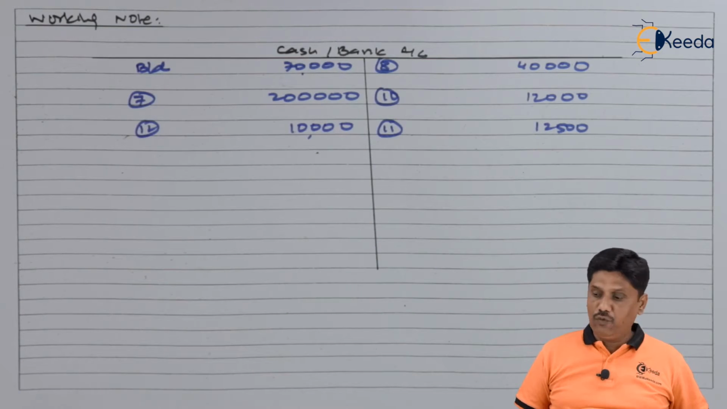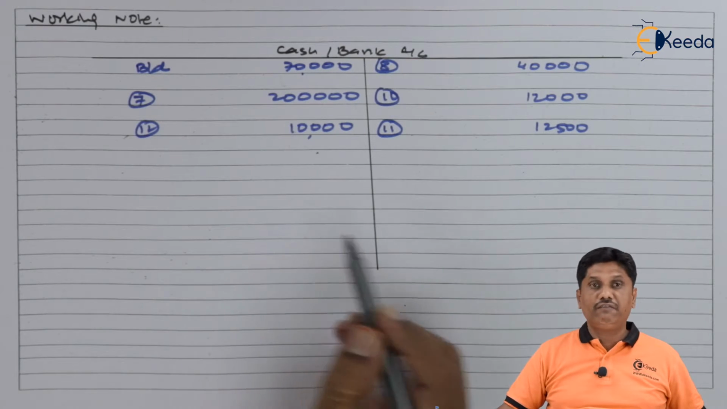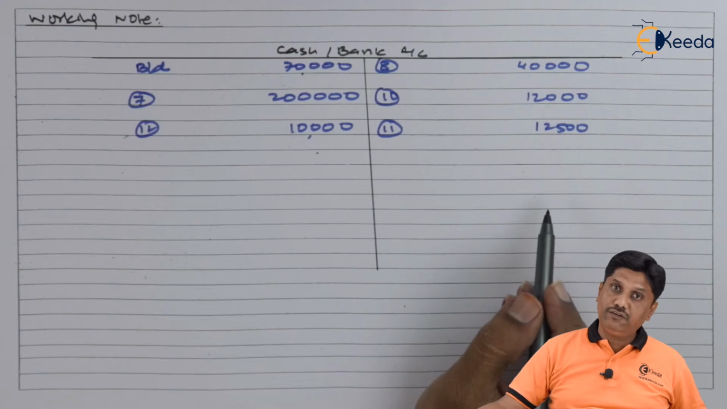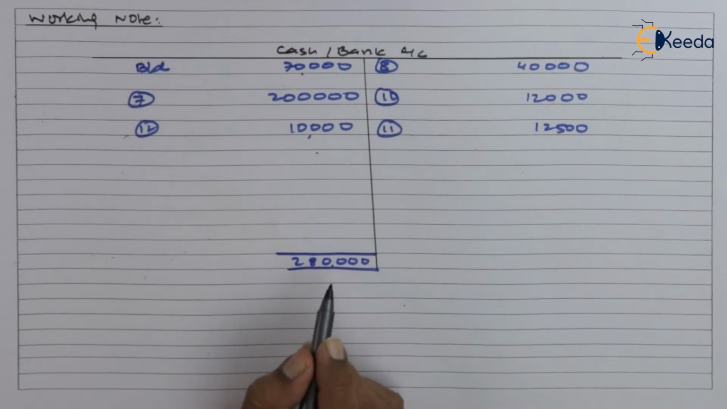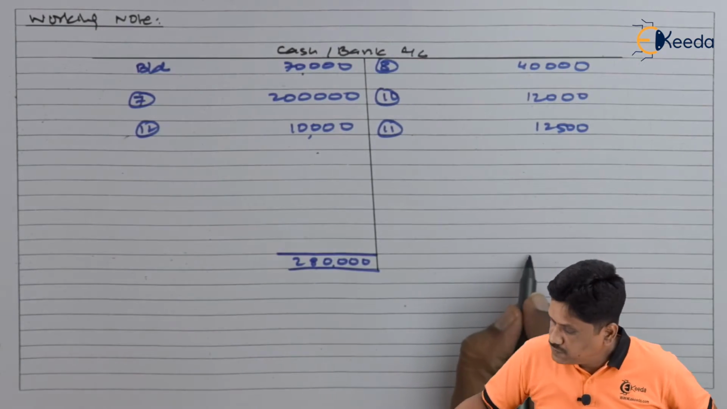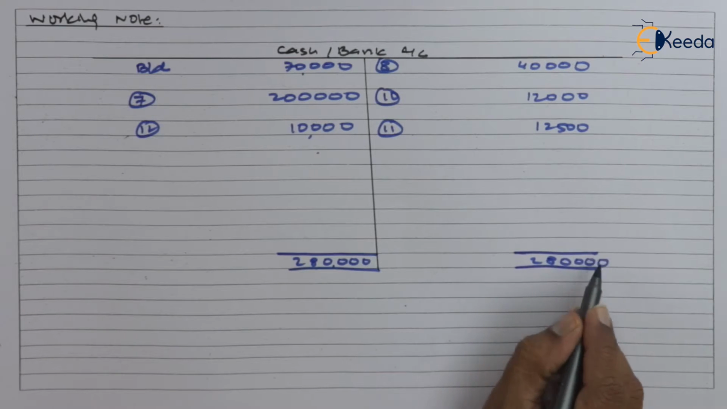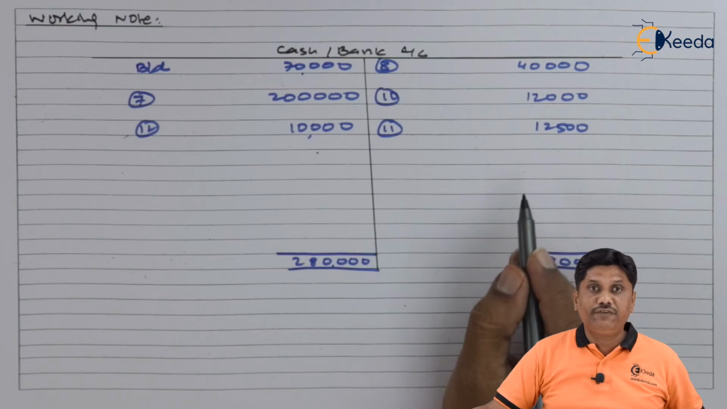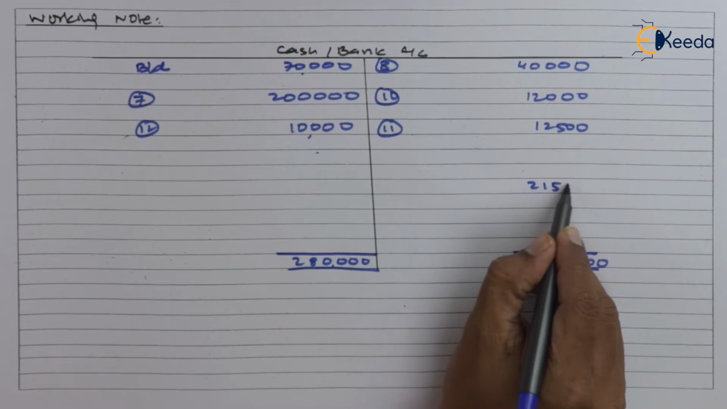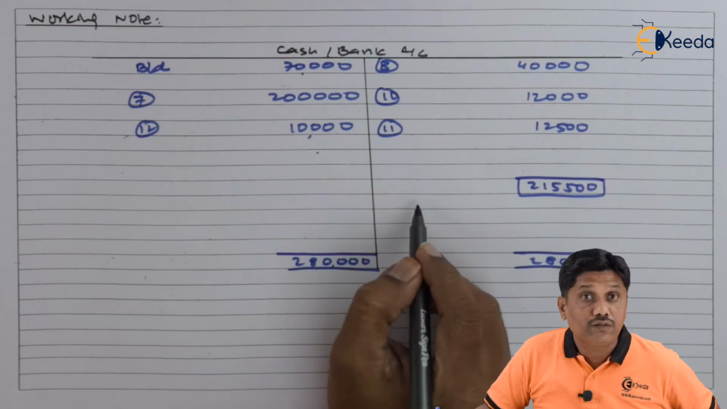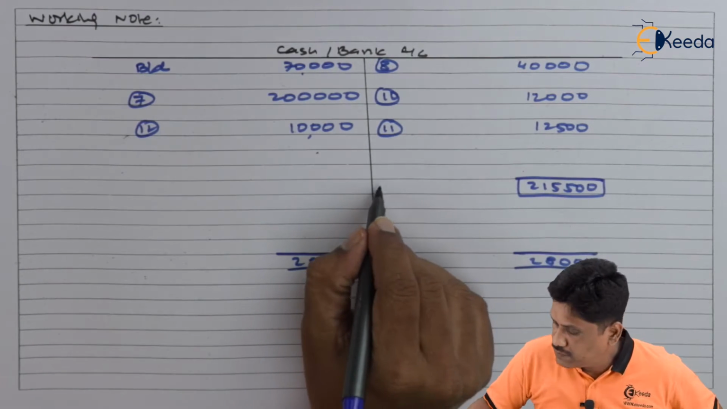So I need to see how much cash balance is there which can be given to the equity shareholder. I will close the account and find out the difference which can be shifted to the equity shareholder. Debit total is 2,80,000. I am getting a difference of 2,15,500. This will be handed over to the equity shareholder.